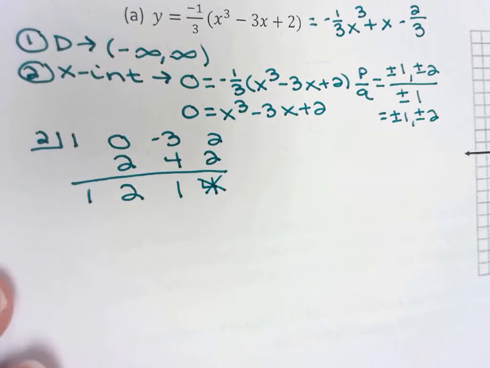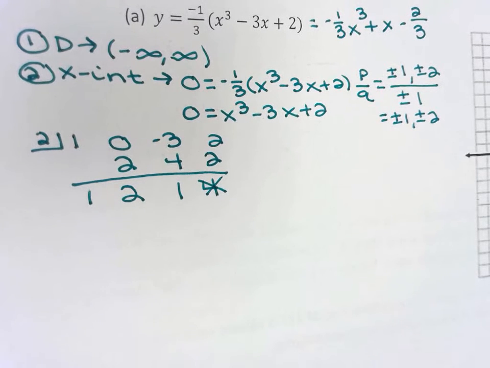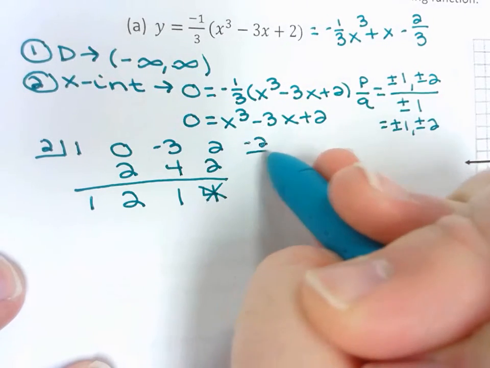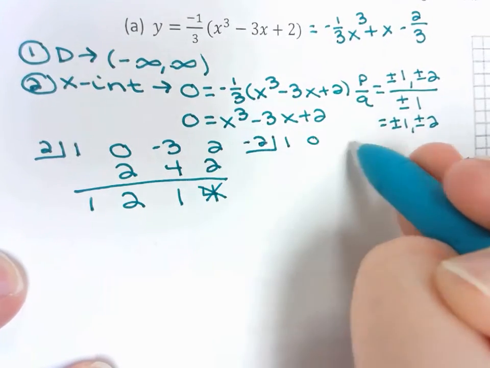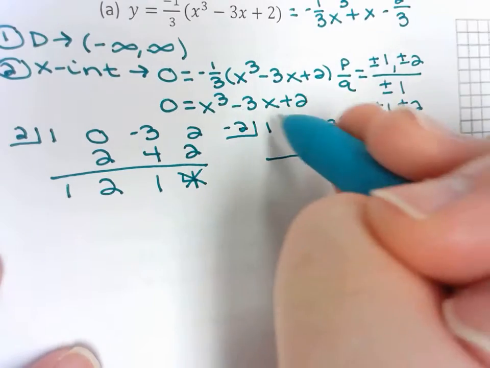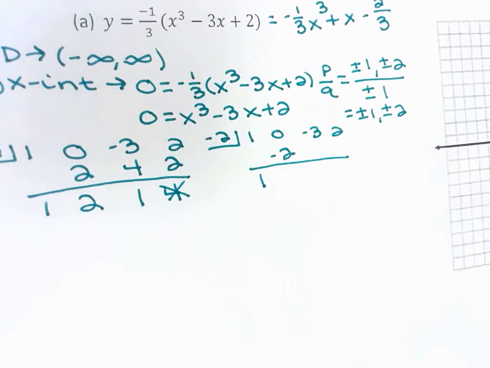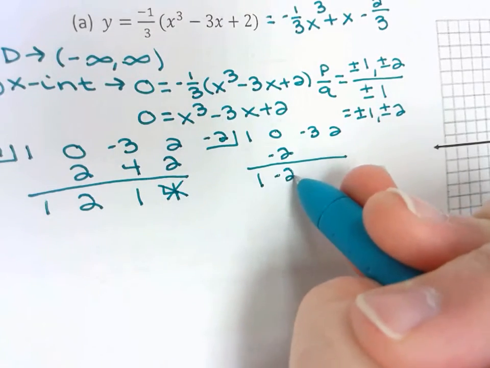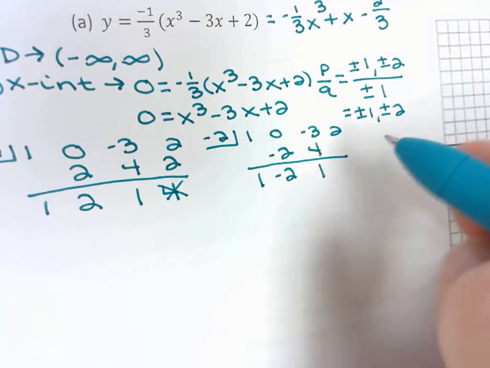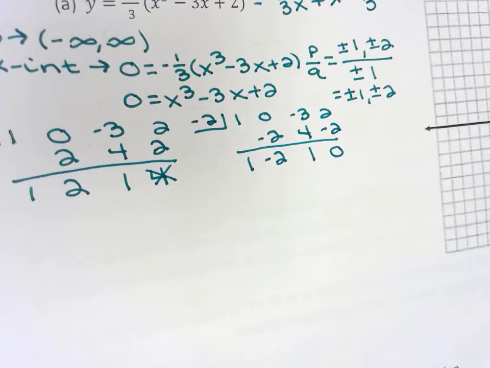Now let's check negative 2. I guess I could have checked plus or minus 1 too. Either one is fine, but I just picked some to start checking. Let's check negative 2. 1, 0, negative 3, and 2. If I bring down a 1, multiply 1 times negative 2 is negative 2, add down, negative 2. Negative 2 times negative 2 is 4, add down is 1, multiply is negative 2, I get a 0. So negative 2 is a root.